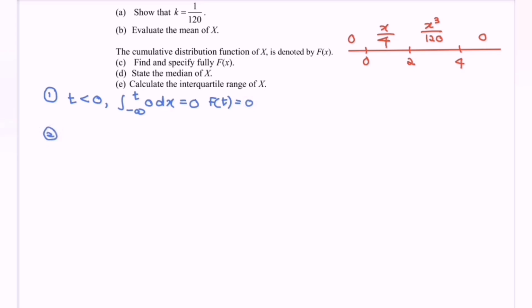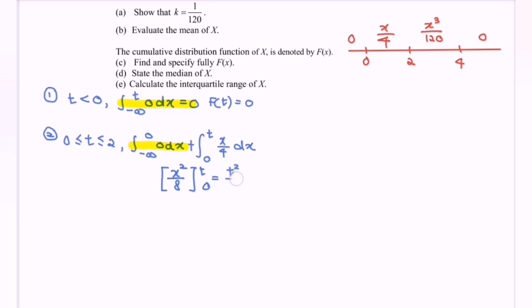Second part, the domain is t greater than or equal to 0, less than or equal to 2. For the function, integrate negative infinity until 0 the function 0 dx, plus integrate from 0 until t the function x over 4 with respect to x. As we all know, the first part is 0, and then we have x squared over 8, limit t and 0. So we have t squared over 8 minus 0. So for this part, F(t) is equal to t squared over 8.